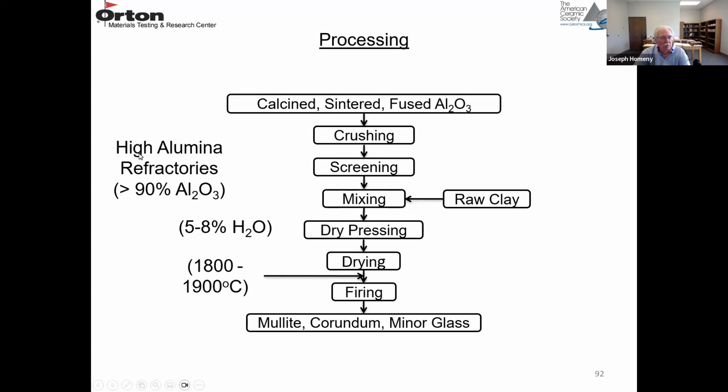And then the ones with the highest alumina contents, much greater than 90% alumina, it's going to be either calcined or a sintered tabular alumina or a fused cast alumina. Same sizing and mixing operations, maybe a raw clay addition for plasticity, dry pressing, drying to remove the water, and then firing is going to be much higher temperatures, maybe 1800 to 1900 degrees C. And again, it's mullite, and now there's going to be more corundum because of the high alumina content and a very small amount of glass.